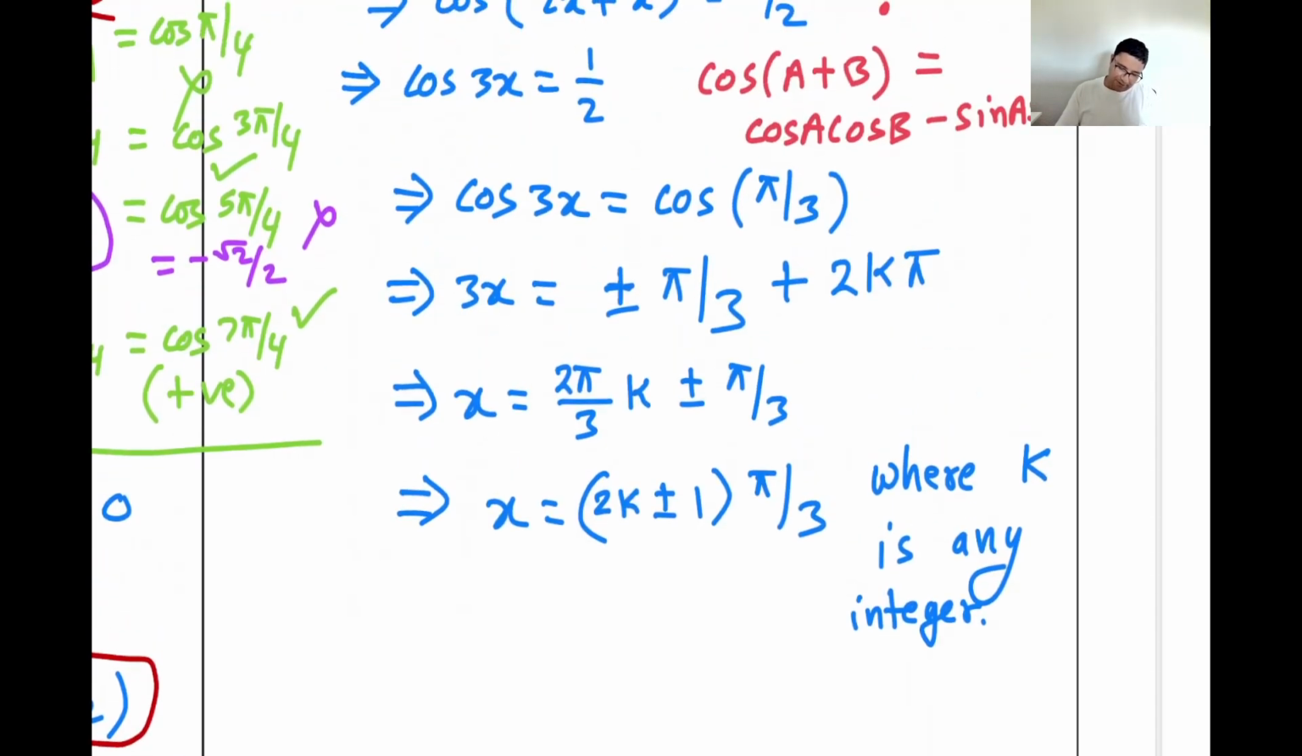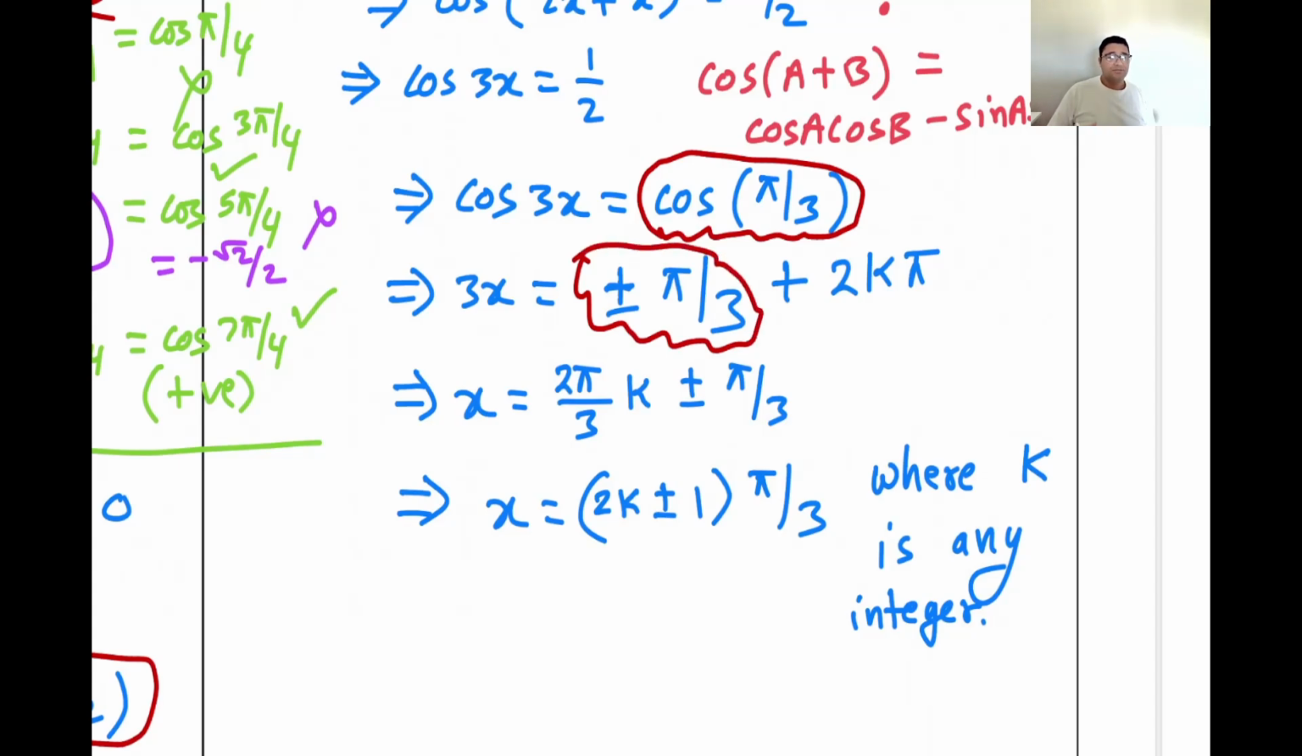Once again, I will repeat. If you know one smallest positive angle, theta, for the solution of cosine, then the other solution is minus theta. Hence, plus minus pi over 3. But then you have to write all solutions, right? So you add plus 2k pi, and that is 3x. Divide by 3 on both sides. That will be for x.